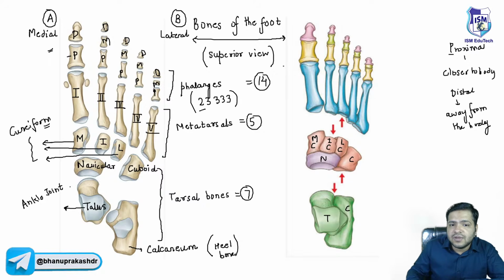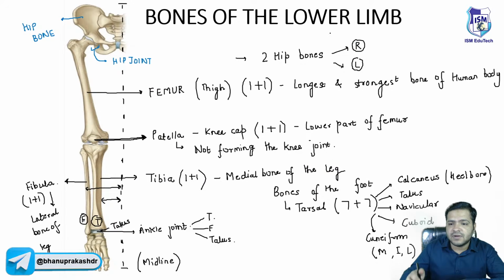Okay, in the great toe we have only two phalanges. The middle phalanx is absent in the great toe. So remember, if I ask, this will be the proximal phalanx, middle, distal; proximal, middle, distal. I hope the picture is clear to each one of you.